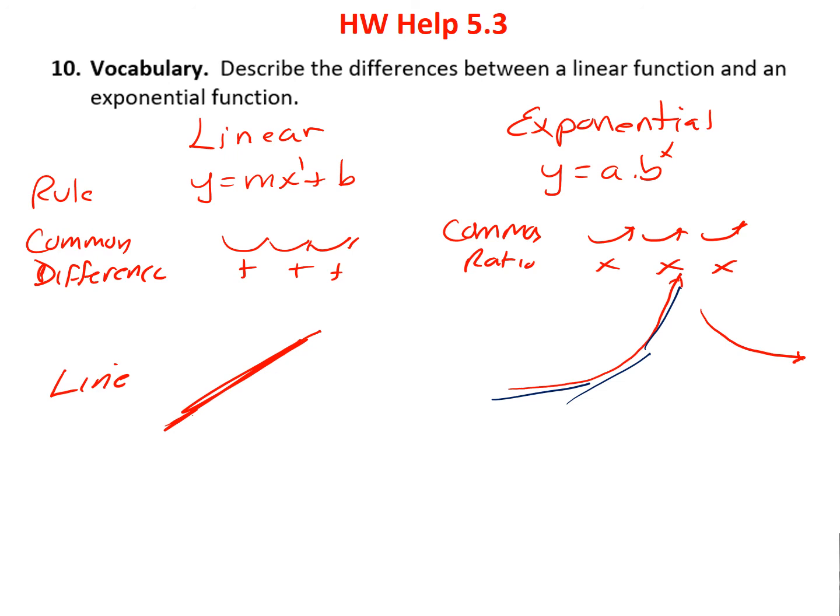The one up here has to do with when you have a table of values. If you get a table of values, you're going to see them go up, like this might be plus 5, plus 5, plus 5, whereas an exponential might be times 5, times 5, times 5.